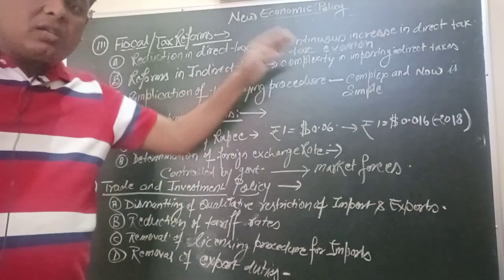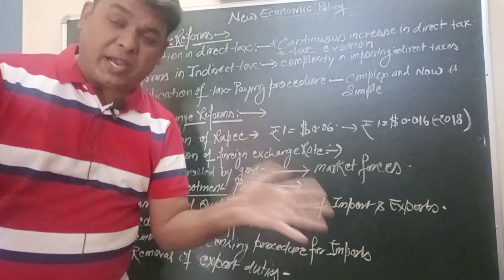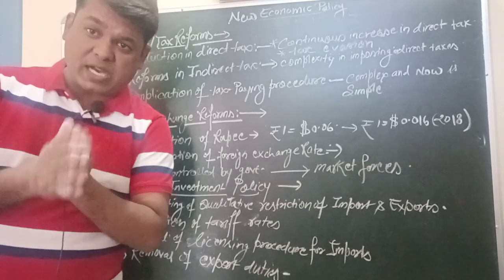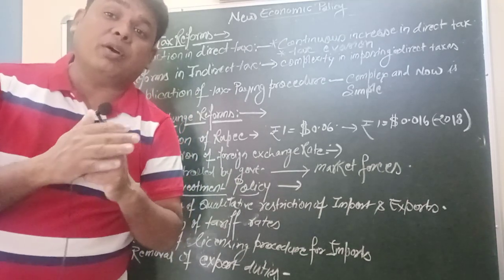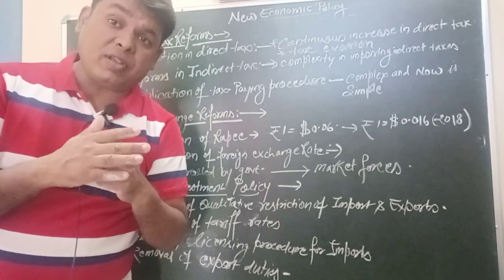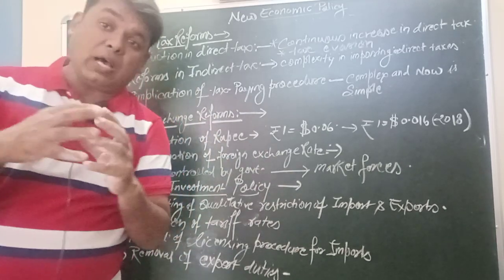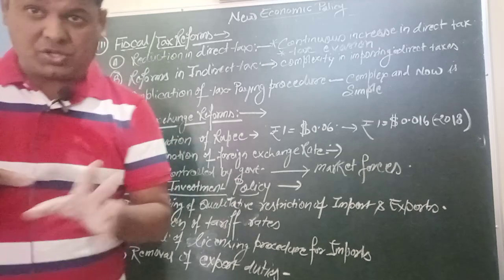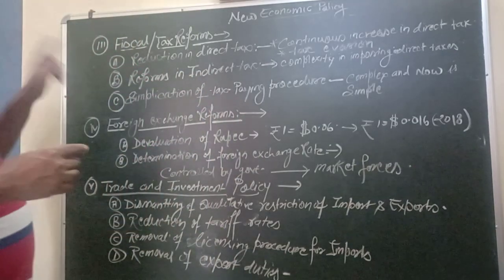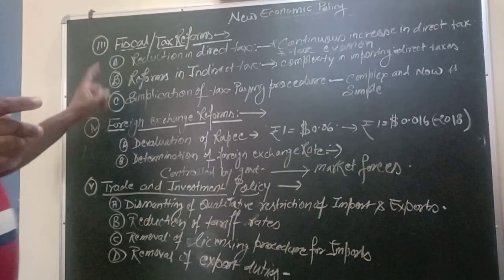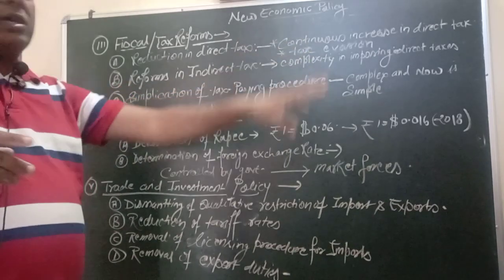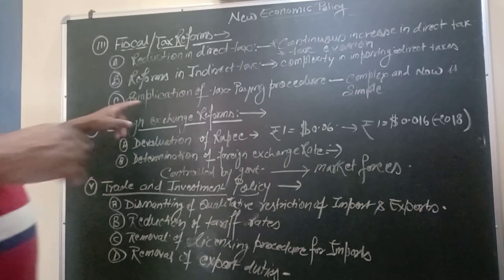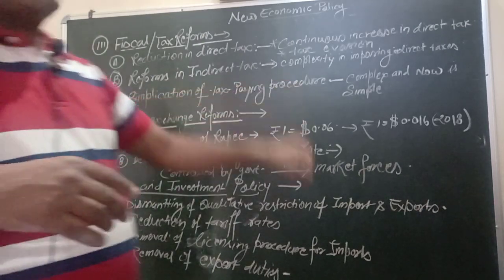After liberalization, it was simplified. It was first imposed in the form of VAT, and now we have GST. These are all results of liberalization. The government adopted simplicity in imposing indirect taxes on the public, and simplified the tax paying procedure.